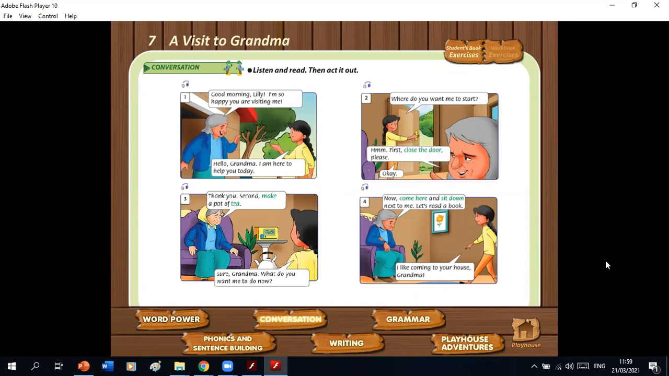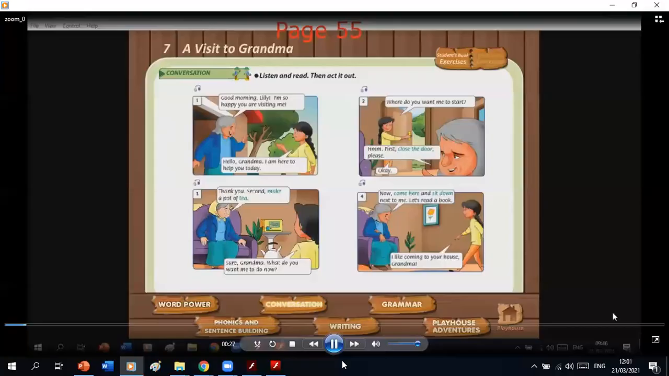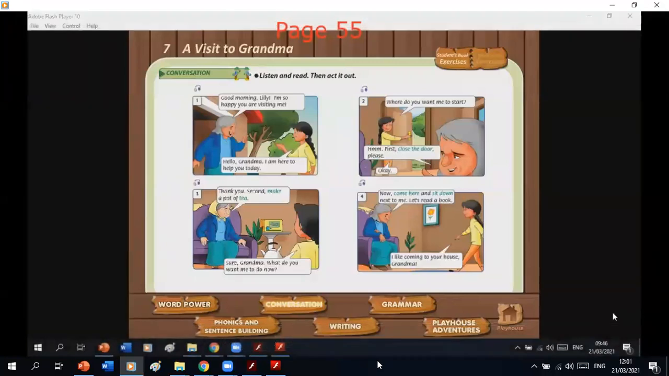How are you today? Today we're going to start with the student book, unit seven, with the conversation on page 55. Okay, let's start now. Conversation, page 55. Good morning, Diala.